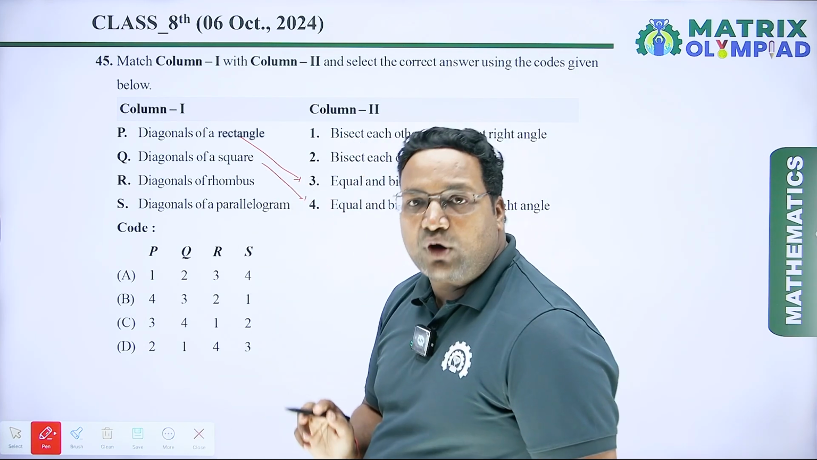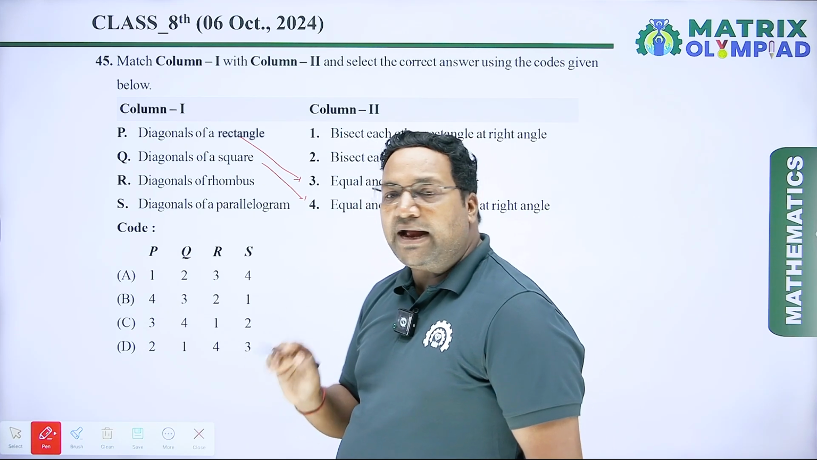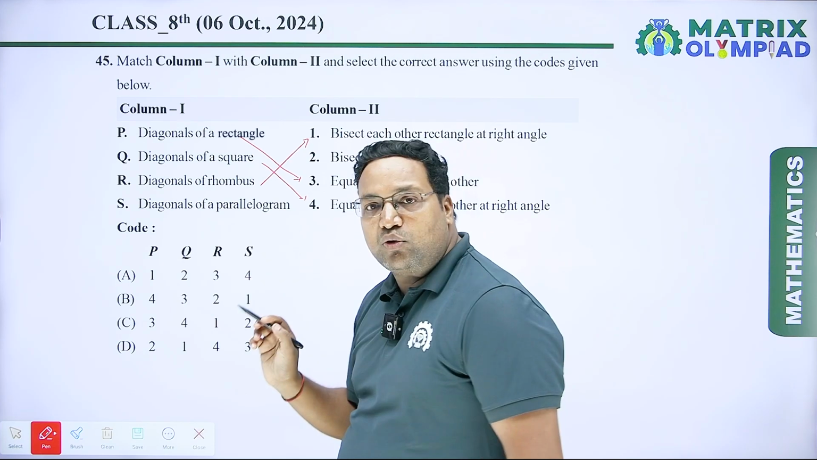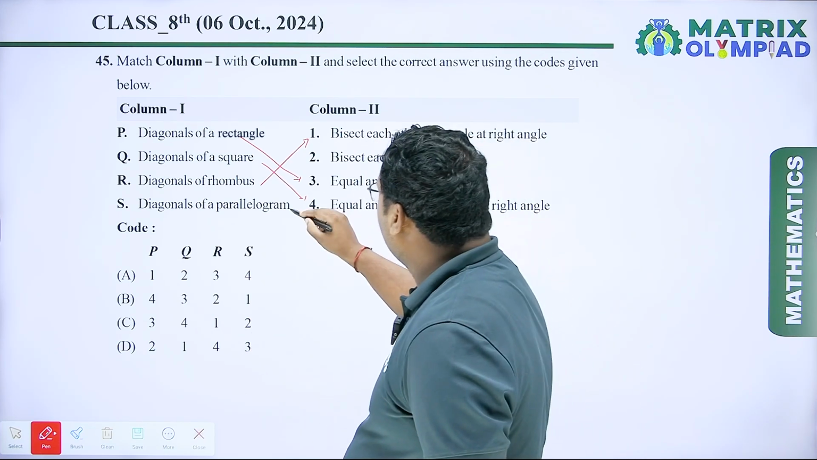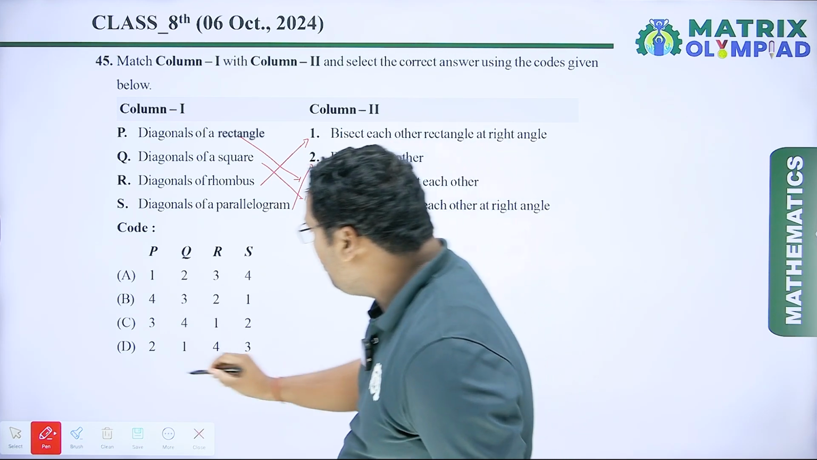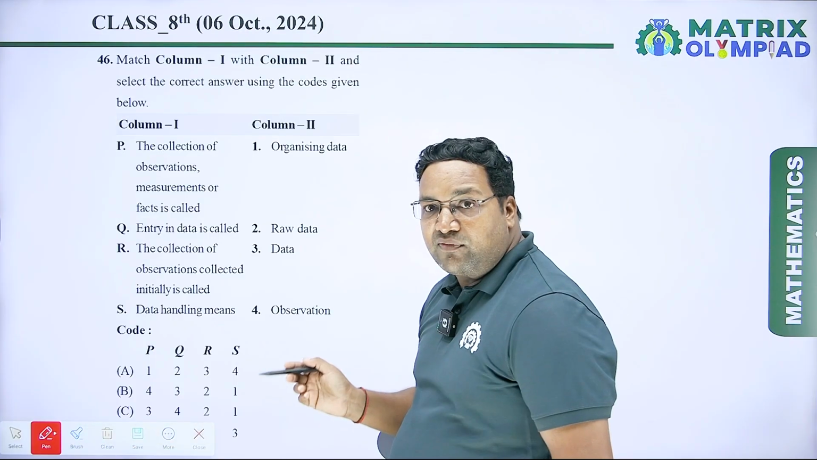Next is diagonals of a rhombus. Diagonals of a rhombus bisect each other at right angle. So first is true. Next is diagonals of a parallelogram. Diagonals of a parallelogram bisect each other. So this is true. So correct option is 3 4 1 2, which is option number C.